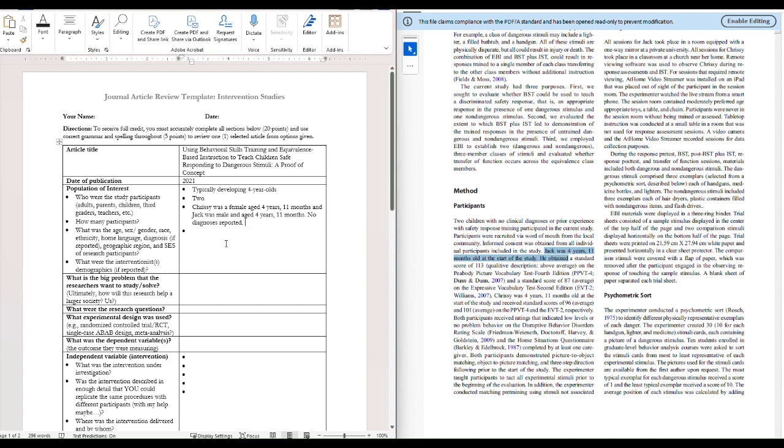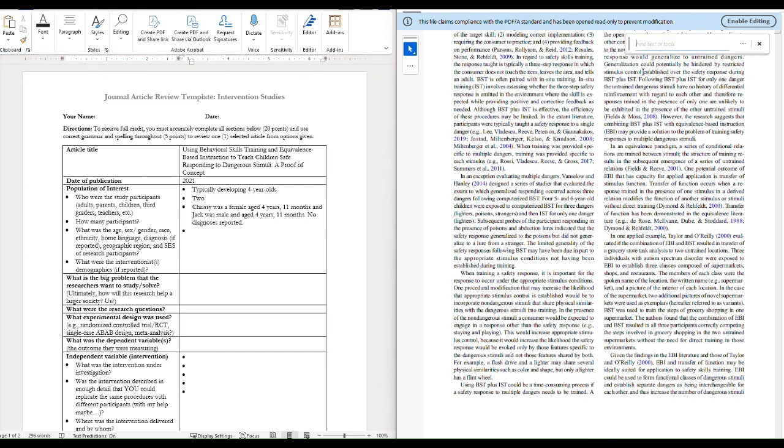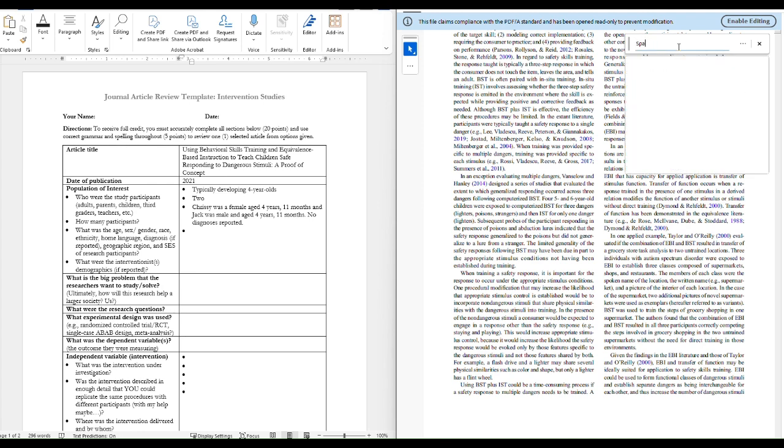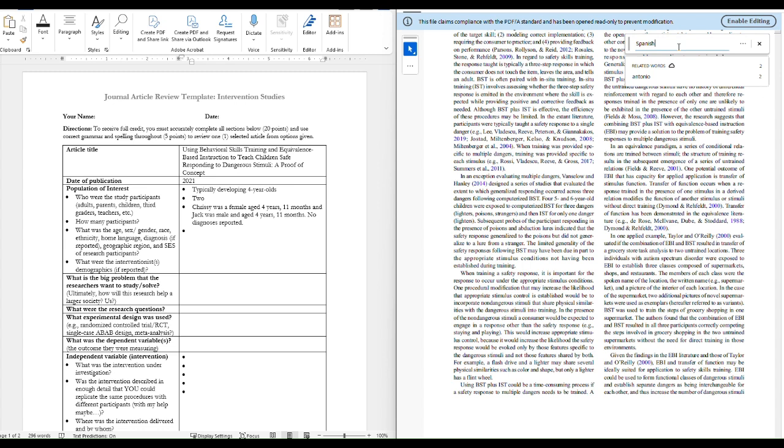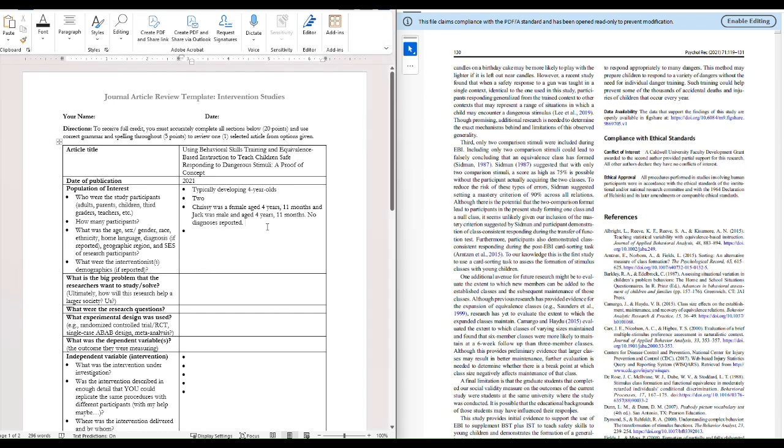Geographic home language. Does it say that they speak English or Spanish? A good way to do that is to hit search and put English. Nope. Spanish? Nope. The answer is no. Language reported, no. And then geographic region.